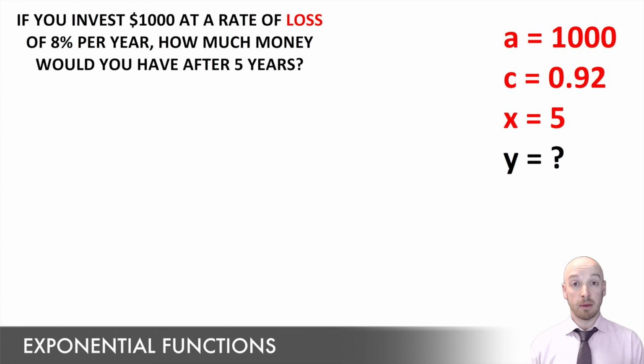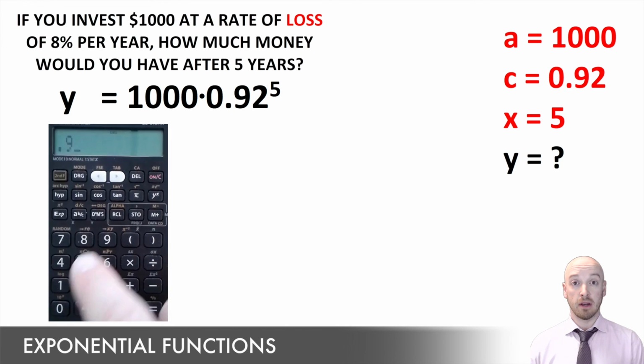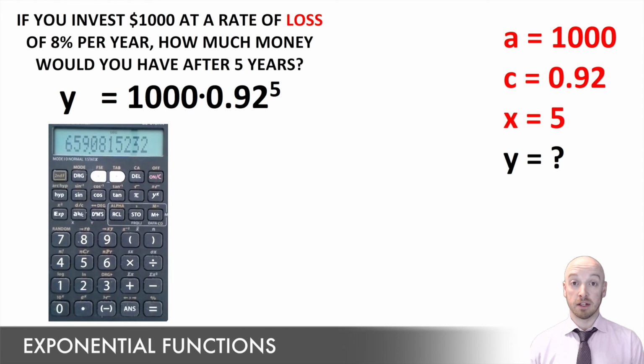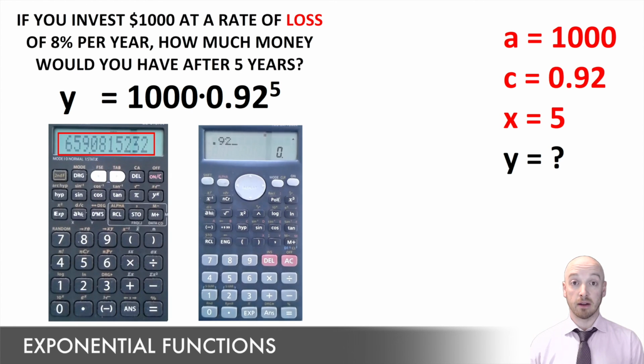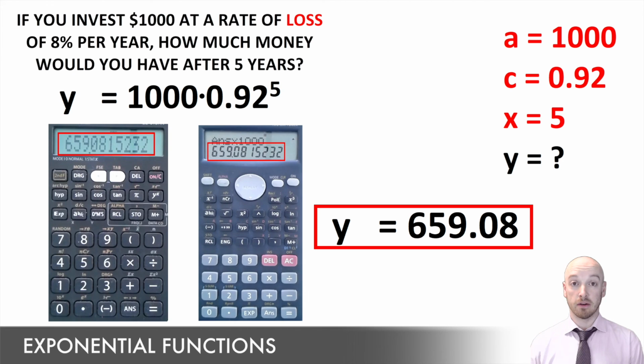Now you have to remember, watch out for the order of operations. Here I'm going to do 0.92 to the power of 5 and then multiply it by 1,000. Now watch how this one plays out on a couple of different calculators. Now any way you slice it, this losing investment is only worth $659.08 after 5 years of losing 8% per year.